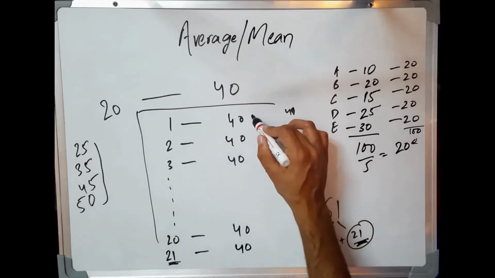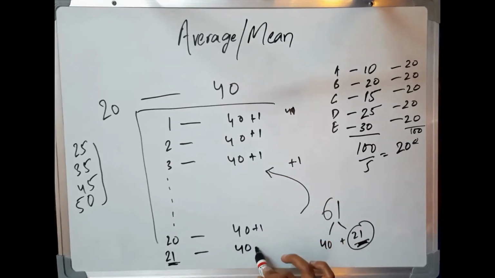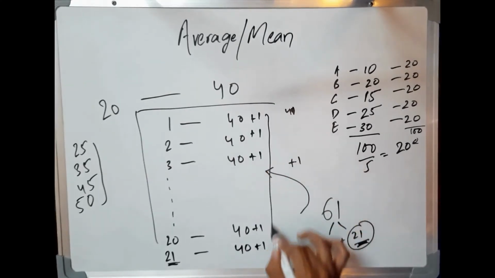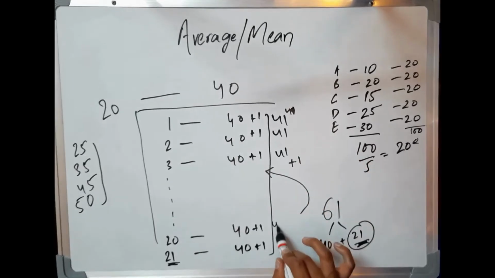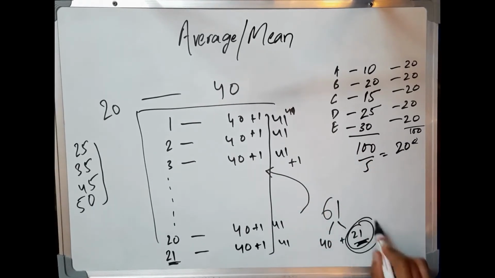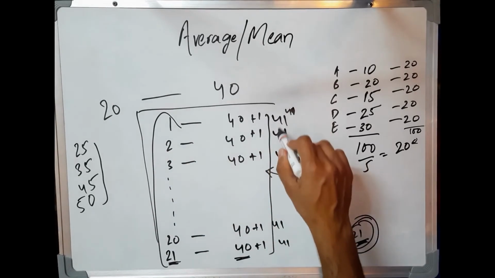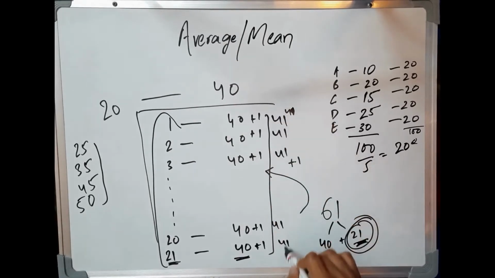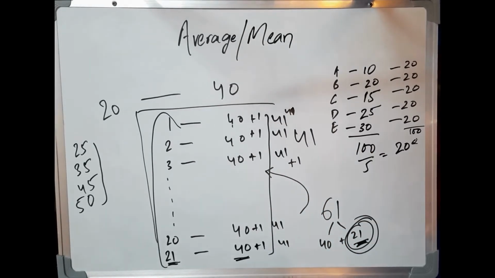And 1 kg will be given to each of these 21 students, making everyone's weight equal to 41. The 21 kgs of extra weight that this guy has will be divided amongst the 21 students including him, and the average of this class will now become 41. I'll write it here. Now I'll take one more example for you.